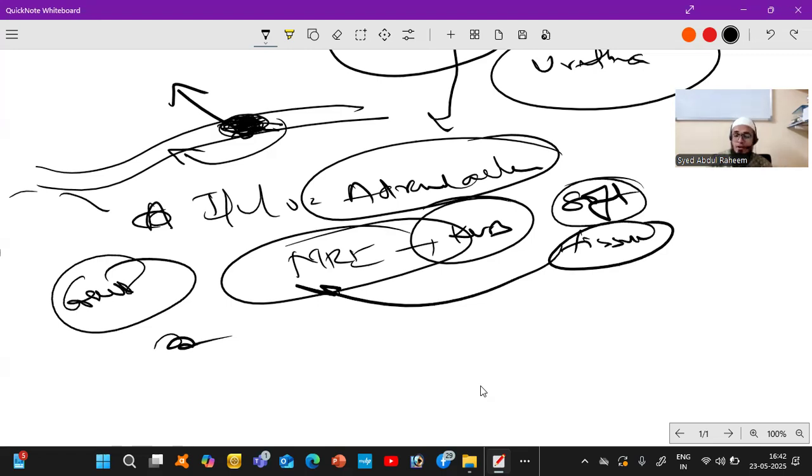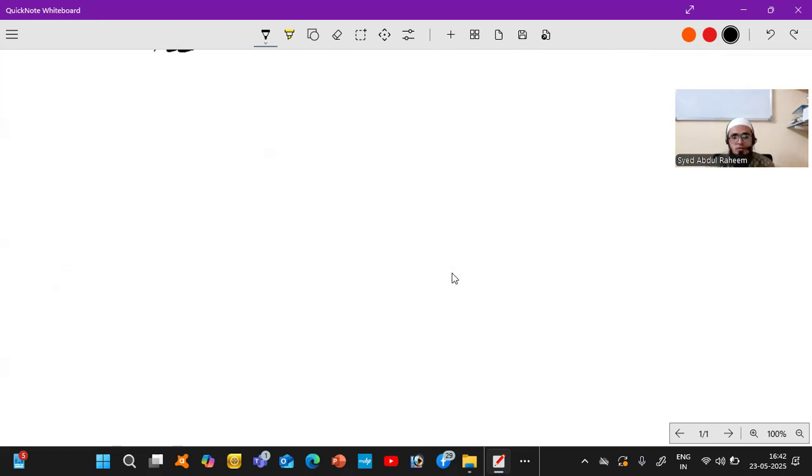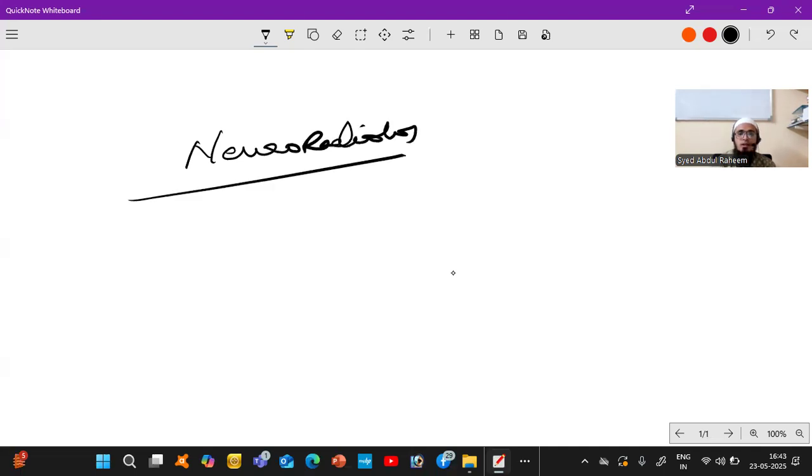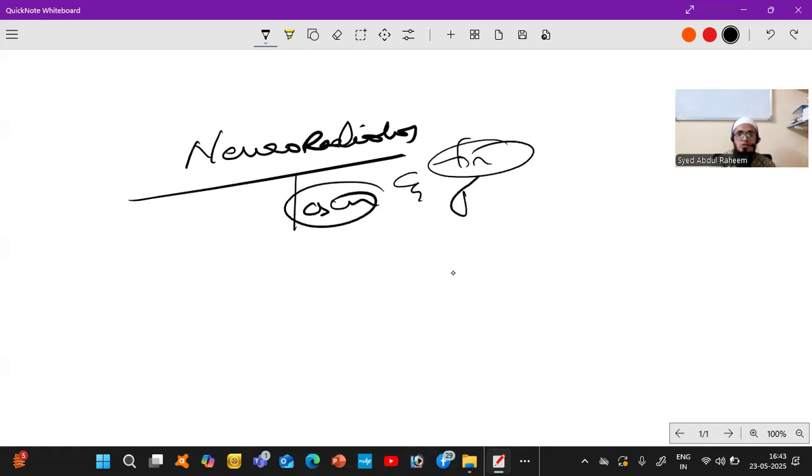Next we have neuroradiology. From Monday onwards we will discuss neuroradiology. In that, what types of scans are there for the nervous system, and for which disease which scan is to be done, meaning pathological conditions and scans. Head, neuro, head, neck, everything we will discuss in the coming class.